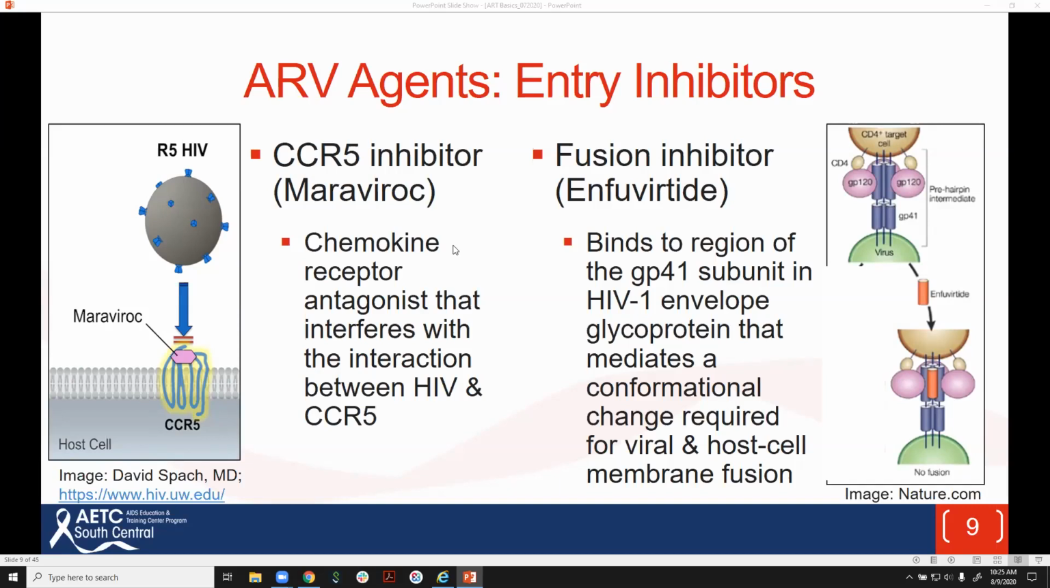The fusion inhibitor, an older medication, really the first entry inhibitor to be on the market, is an injectable, and that was used for multi-drug resistant virus as well. And that blocks the fusion of the HIV envelope and the CD4 membrane.